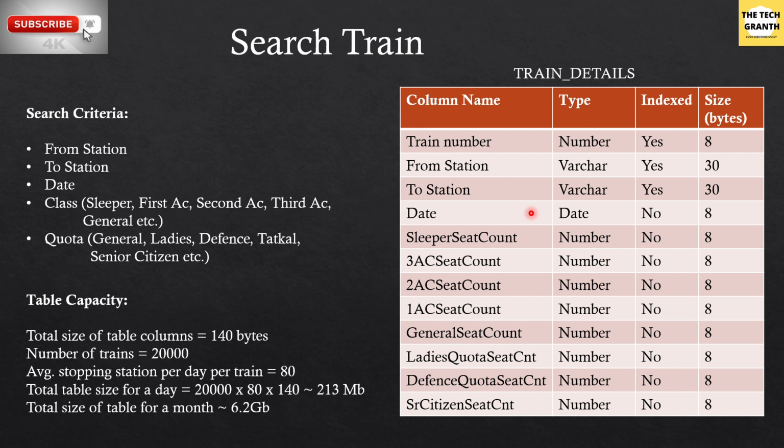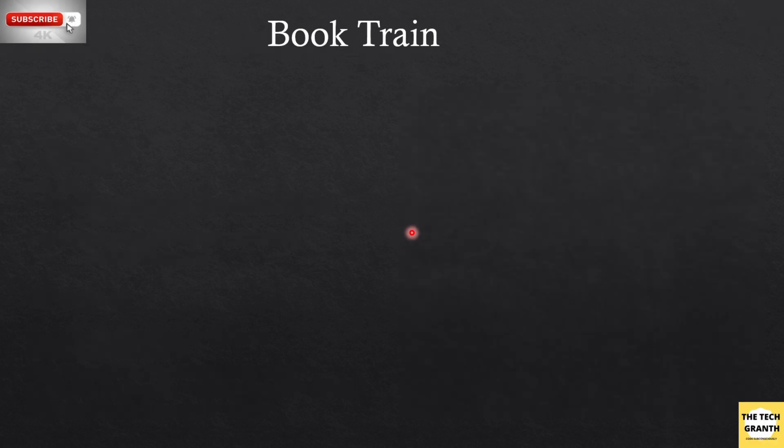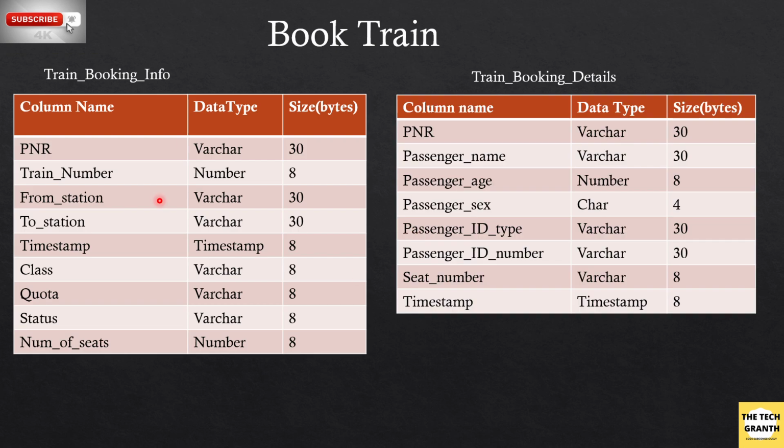Let's go into the booking lifecycle. Once we have completed the search, we will give the list of trains to the user, and from there they will try to book the ticket. For booking, we have two tables. First one is the booking info, second one is the booking detail. When we book the ticket, we need to capture a PNR number. This number will be generated by our system. I will discuss in the high level design part later during this video how you can generate your PNR number.